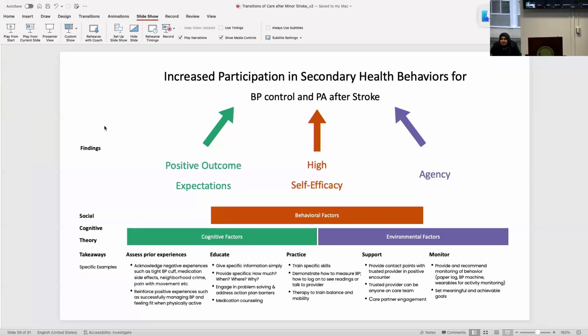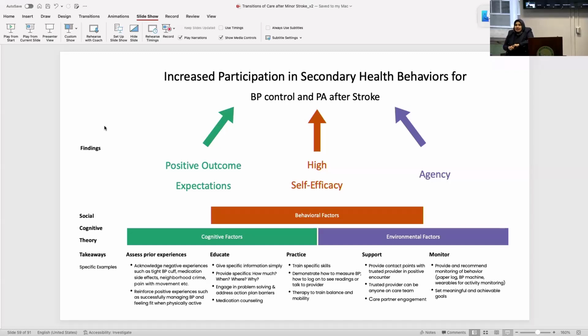These are kind of the key things. Assessing prior experiences. So when we think about designing interventions, are we assessing their prior experiences? Are we getting a sense of where they're coming from in terms of their experiences? Maybe the blood pressure cuff was too tight, so they stopped monitoring like years ago, and now their blood pressure is super high and they don't even know it. Educating them, what kind of cuff do you need? What time do you need it? Same thing for physical activity.